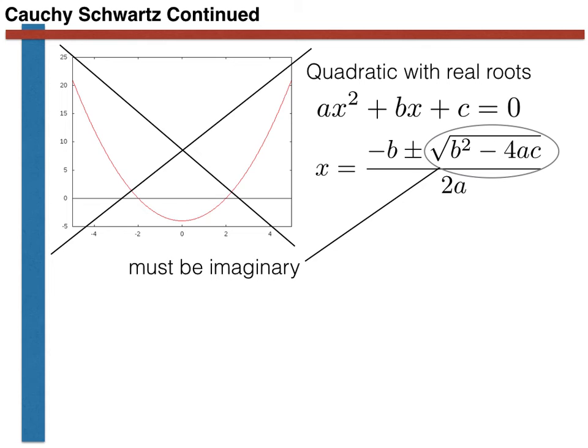To get imaginary numbers or imaginary parts of complex numbers, we need to take the square root of a negative number. Hence, given that the only square root that appears inside the quadratic equation formula appears here, we must have that the value inside this square root must be negative. In other words, to have the complex non-real roots that we require, we need b squared minus 4ac to be less than or equal to 0.